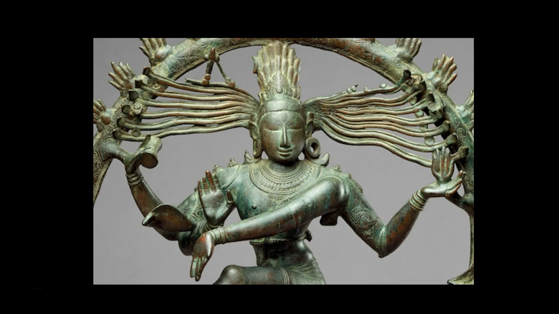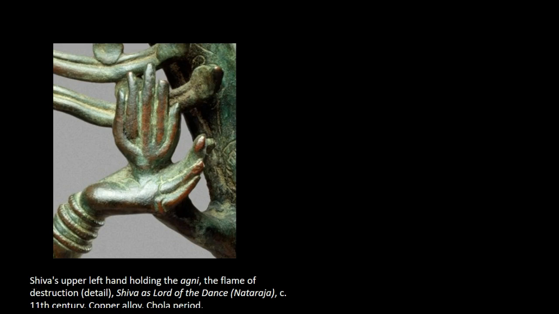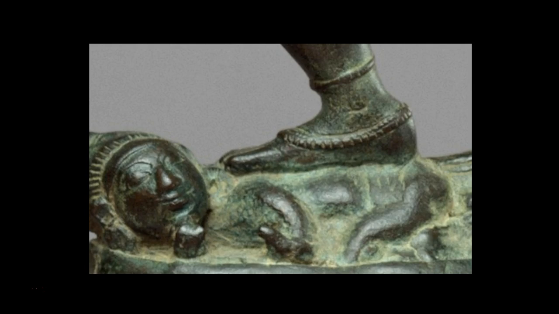In his upper left hand, he holds the Agni, the flame of destruction, that annihilates all the sound that the Damaru has drummed into existence. So here you see a detail of Shiva's upper left hand holding the Agni, the flame of destruction. We'll look at some more details. Here we see Shiva's right foot, and he stands upon the huddled dwarf, and this is the demon Apasmara, the embodiment of ignorance.